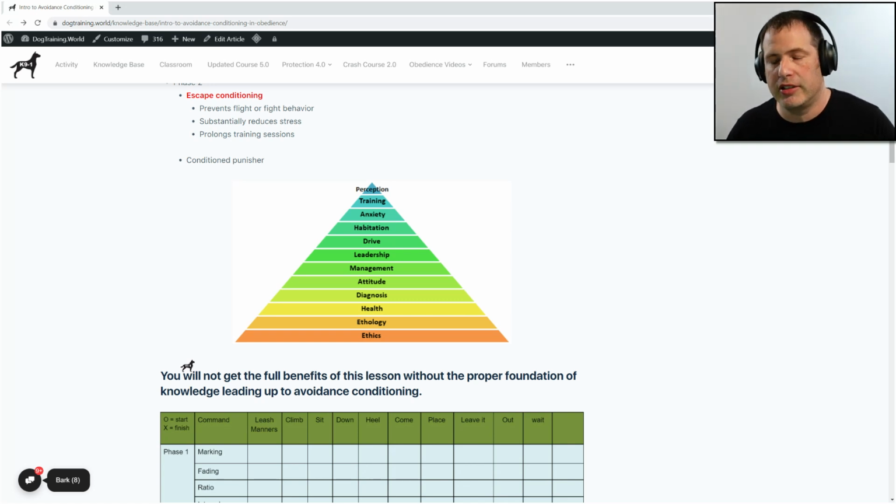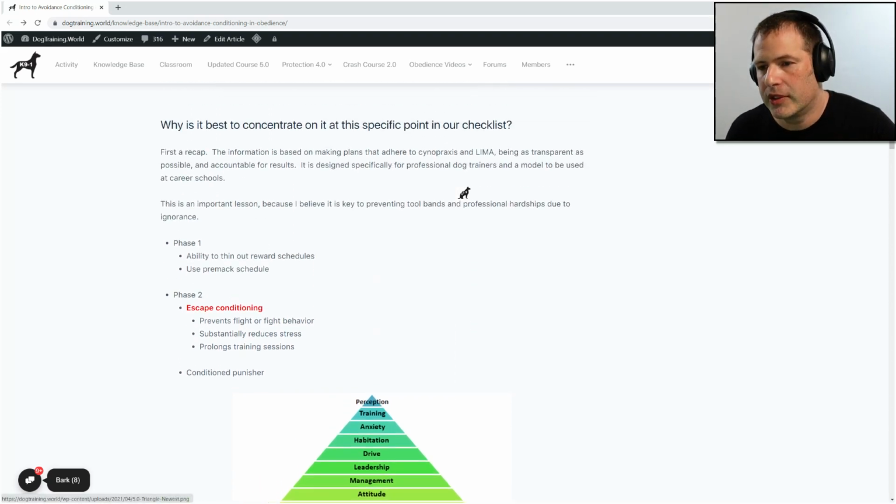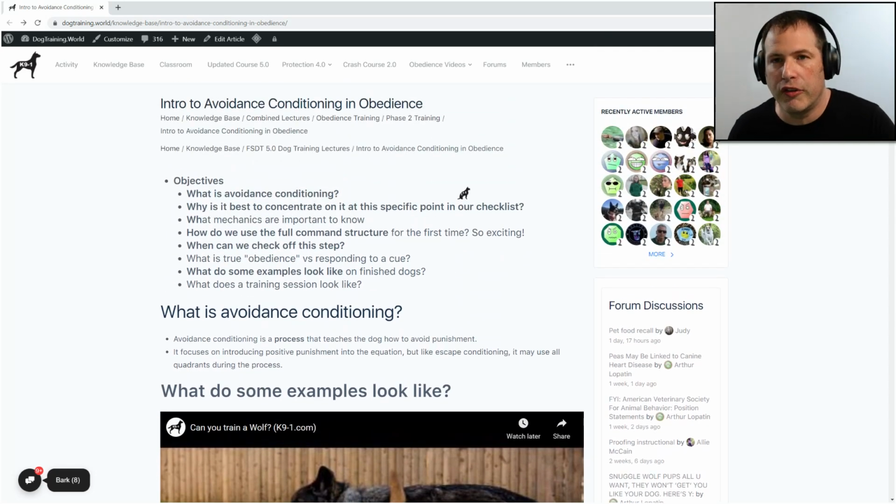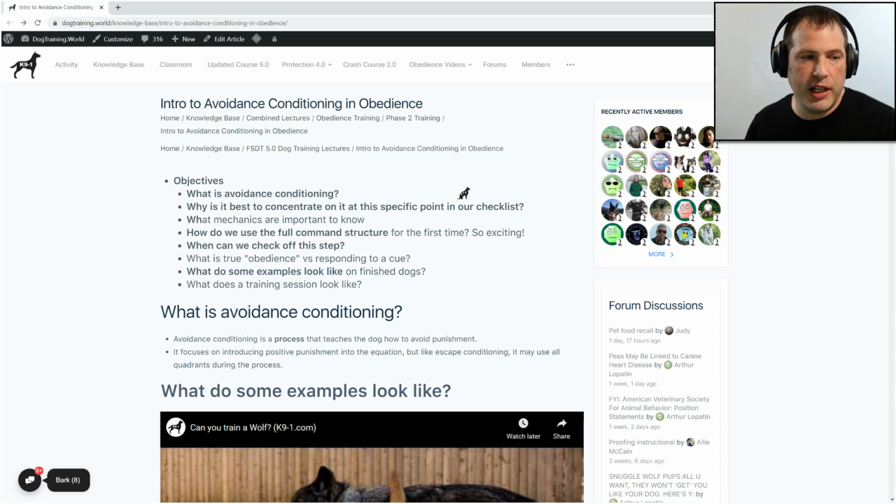You're always, as a trainer, seeking to get the most obedient dog possible for the client, because that is what they're paying you for. But do not disregard your foundation. If it's not cynoproxic, if you're not enjoying it, the dog's not enjoying it, the client's not enjoying it, it's all going to fall apart.